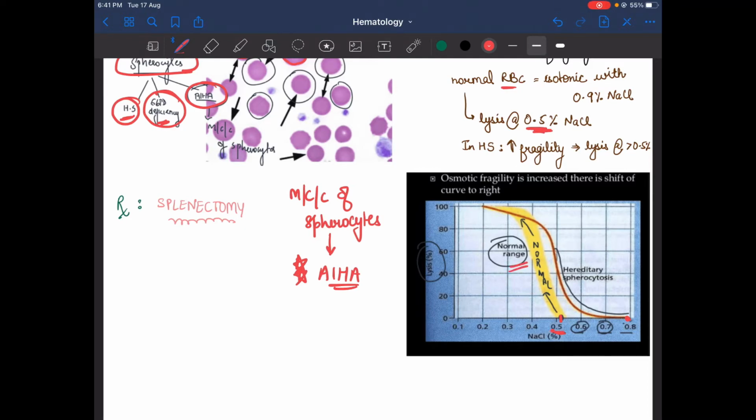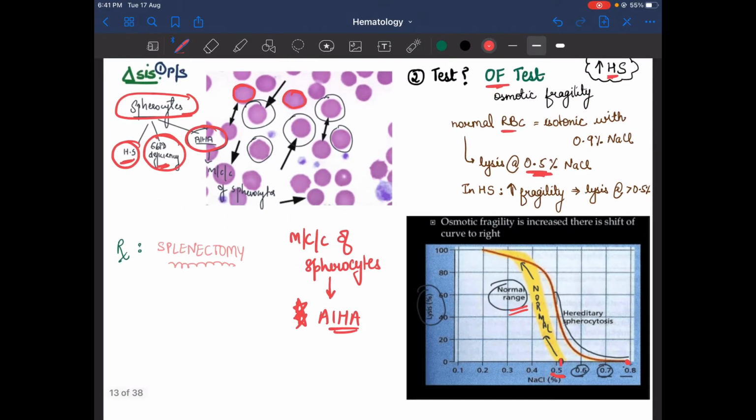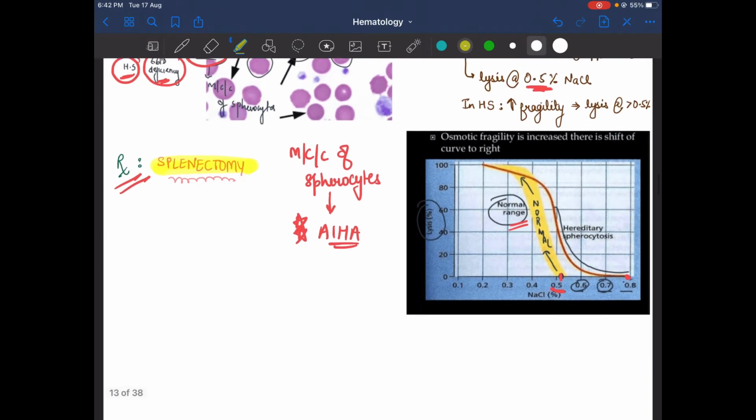So please remember it. And what is the treatment for hereditary spherocytosis? Here splenomegaly occurs, and everything is because of the spleen, because the macrophages are present in the spleen, and the macrophages engulf the red blood cells. So for the treatment of hereditary spherocytosis we do the splenectomy. Please remember it. So this is all about hereditary spherocytosis.